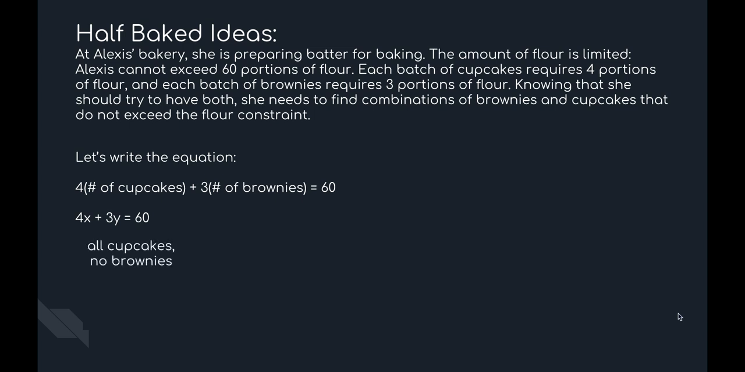So this is why we're going to talk about this video of sum of one, none of the other. We're going to start talking about scenarios where we have all cupcakes and no brownies. And then we're going to reverse it to look at no cupcakes and all brownies. In other words, sum of one, none of the other. This allows us to reveal the x and y intercepts when we want to graph the equation.